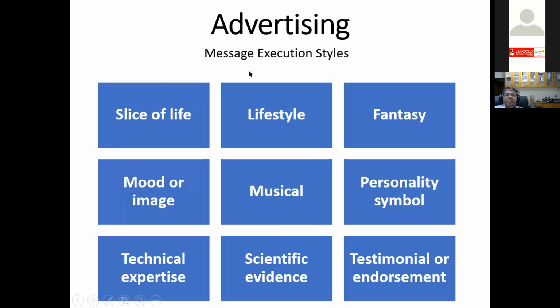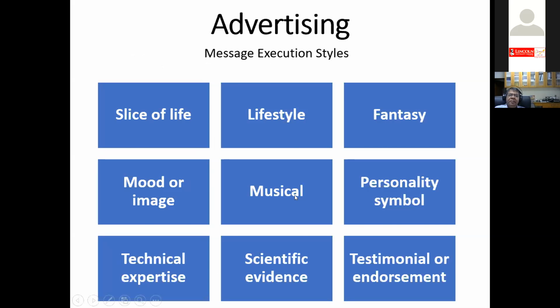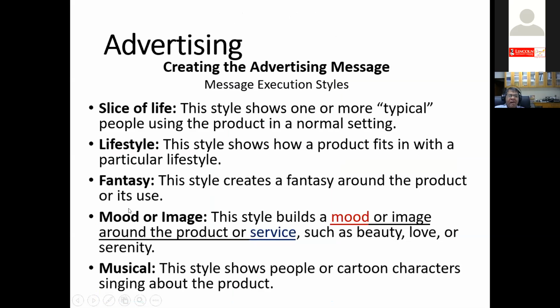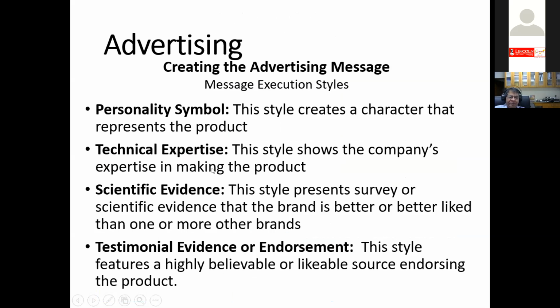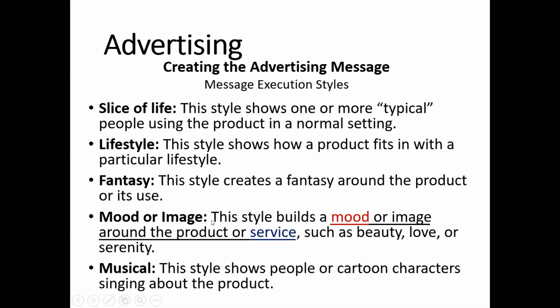In advertising, message execution styles include lifestyle, fantasy, mood or image, musical, personality symbol, technical expertise, scientific evidence, and testimonial endorsement. This is the meaning of each. Among these, in this case, Allstate especially highlights mood or image. This type builds a mood or image around the product or service, such as beauty, love, or serenity.